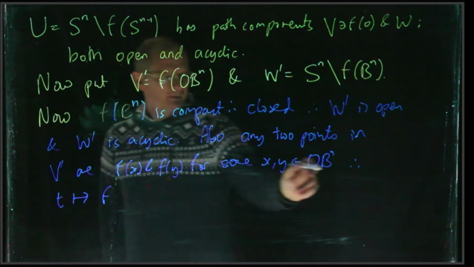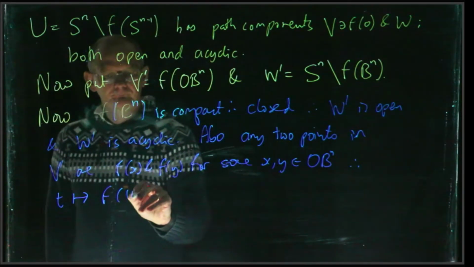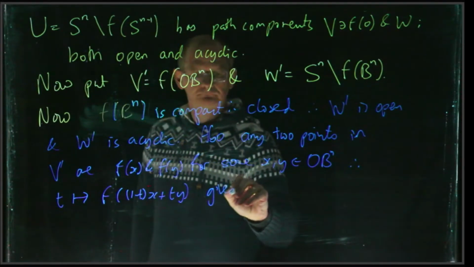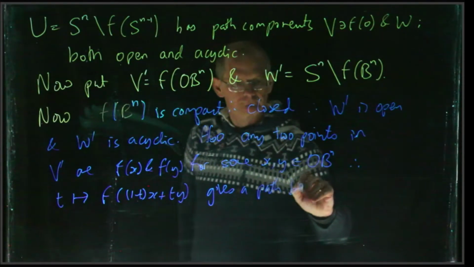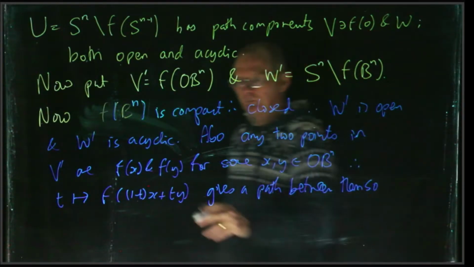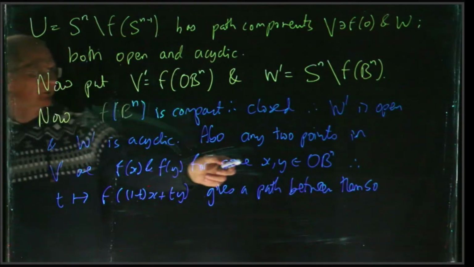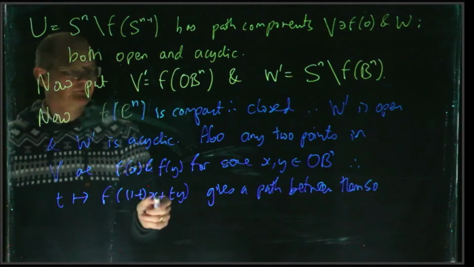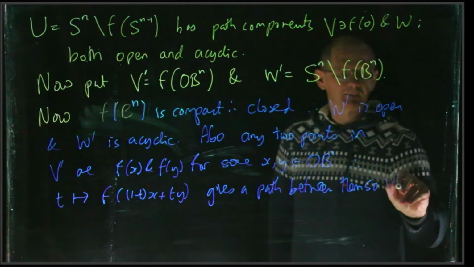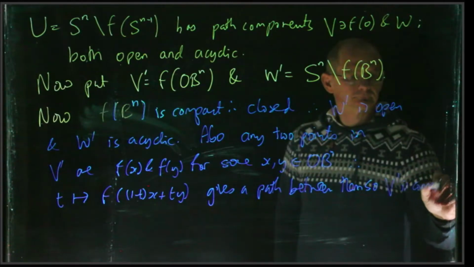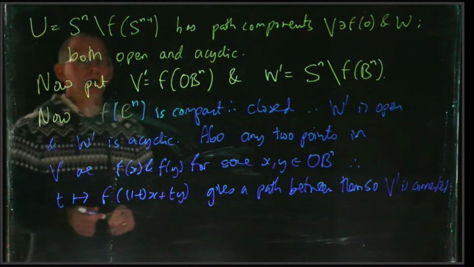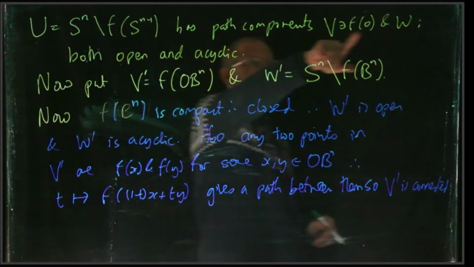So then you could join them in the open ball, certainly by a linear path. So you've got two points here. Choose corresponding points in the open ball. You join those by a linear path. You apply f to it. You get a path from f of x to f of y. So this gives a path between them. So that proves that V prime is path connected.